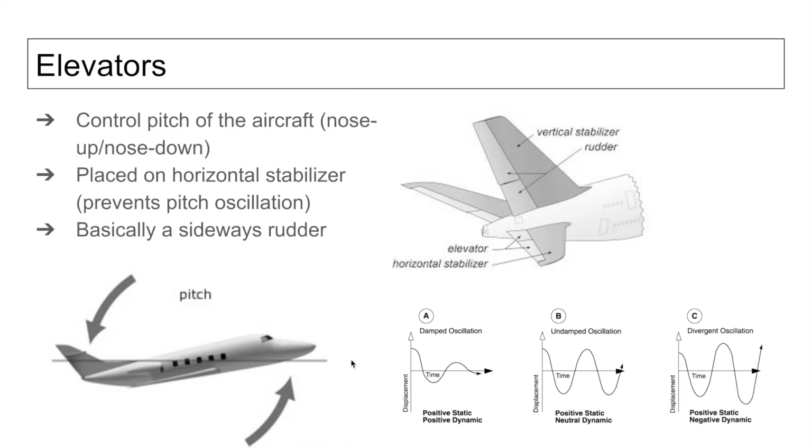These diagrams show you a stable aircraft, a neutrally stable aircraft, and an unstable aircraft. If you have larger fins or heavier nose weight, then it will be more stable. If you don't, then it'll be unstable.